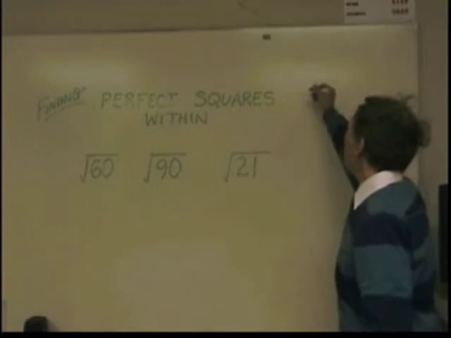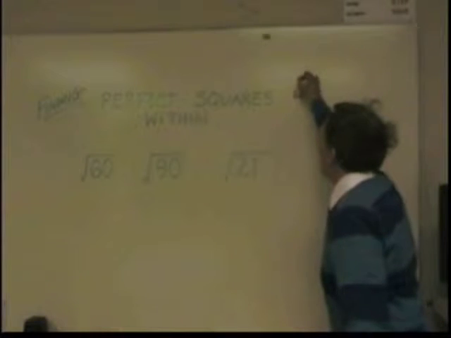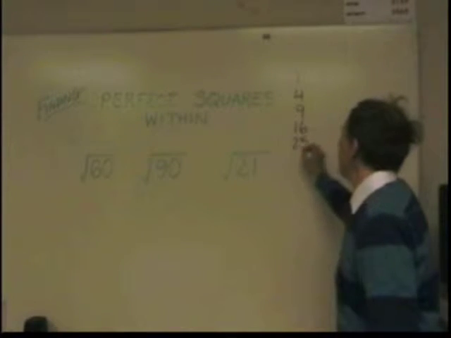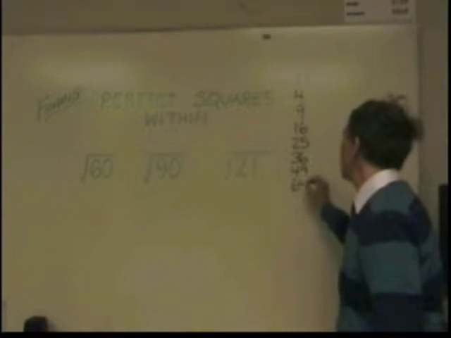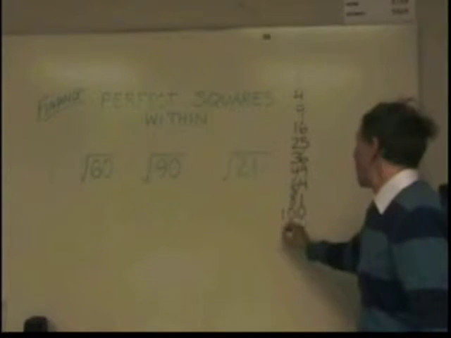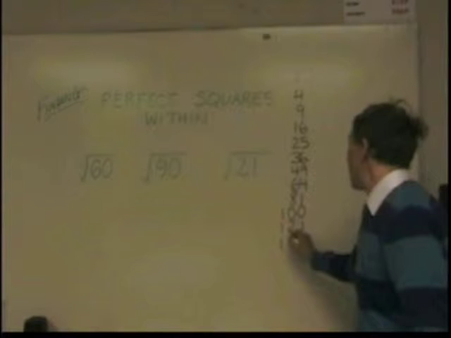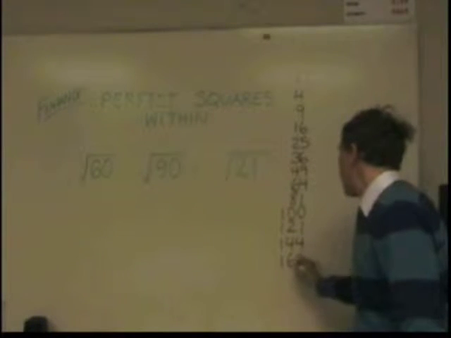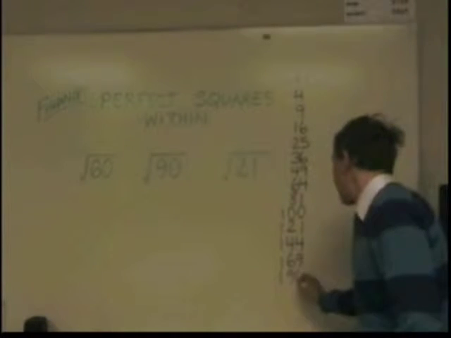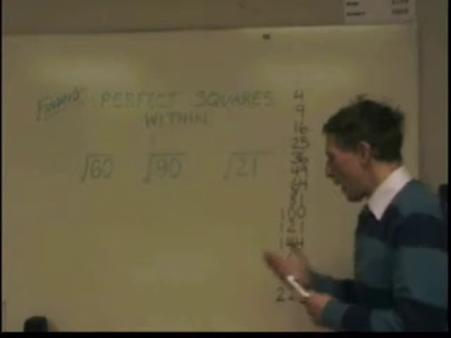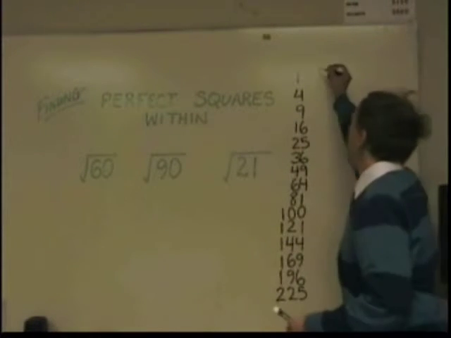Now, my perfect square numbers: 1, 4, 9, 16, 25, 36, 49, 64, 81, 100, 121, 144, 169, 196, 225. And these are derived by multiplying 1 times 1.